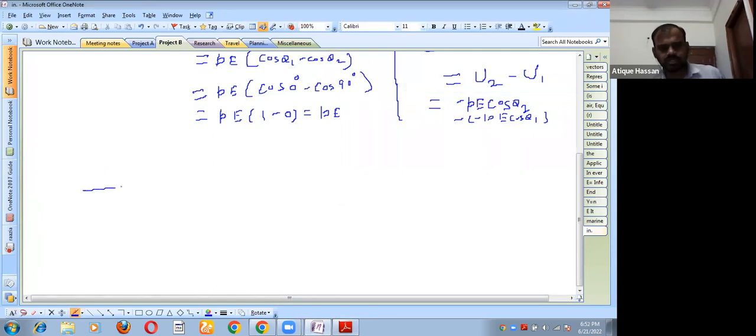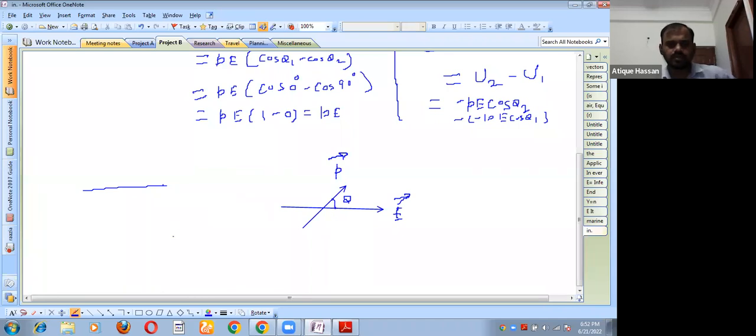The question is saying that suppose the direction of the electric field is like this, and the dipole is this. So the dipole is making angle theta, electric field is like this, dipole moment is like this. So what is the torque and potential energy?